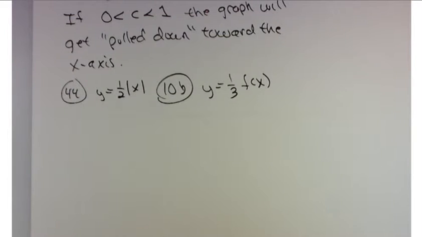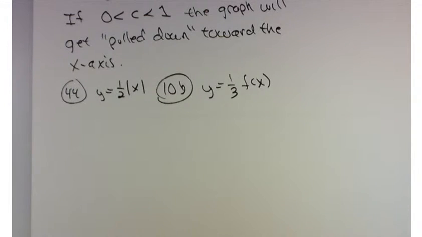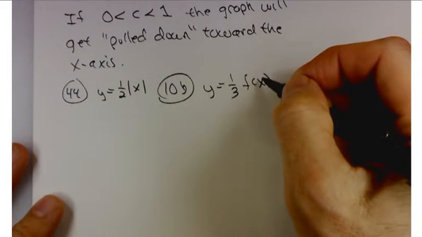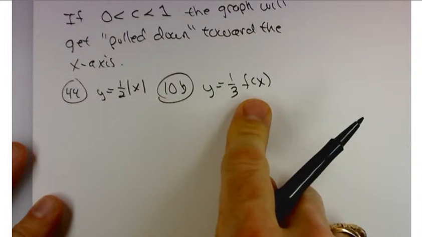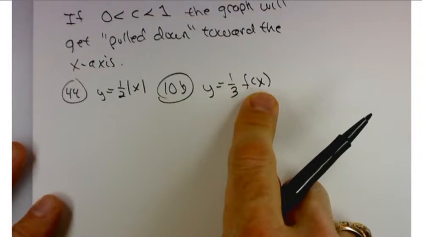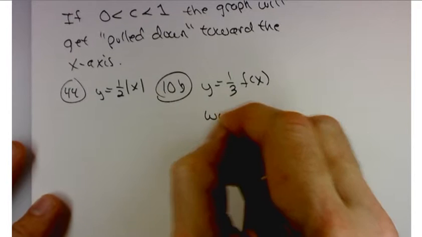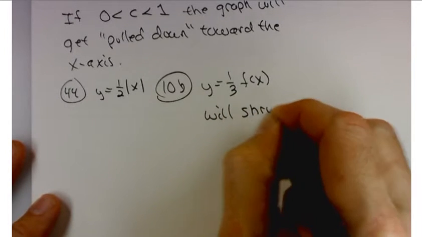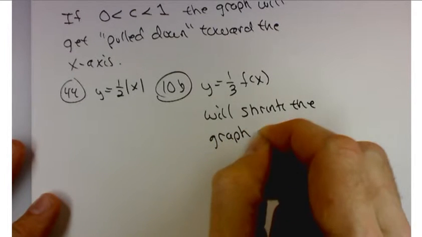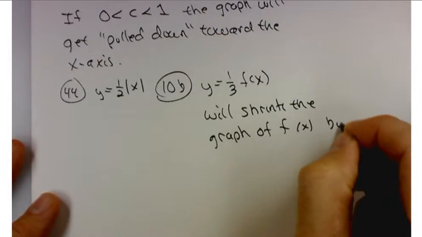So if I had a value of 9 for f of x, then it's going to be 3 when I evaluate this function. So I'm going to divide all these y coordinates by 3. It's going to shrink things down to the x-axis. So we'll shrink the graph. So you're going to divide that graph by 3.